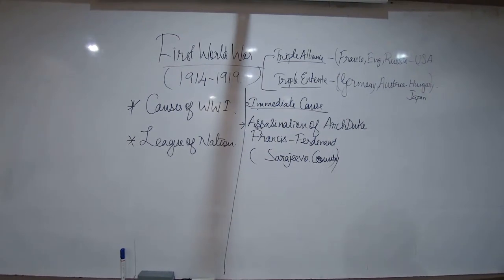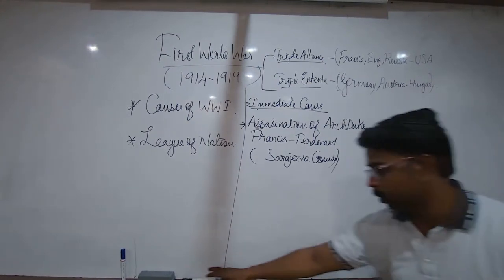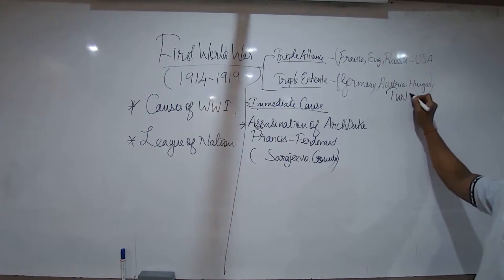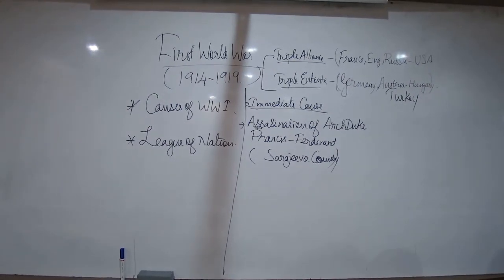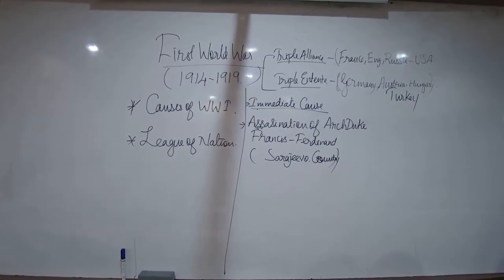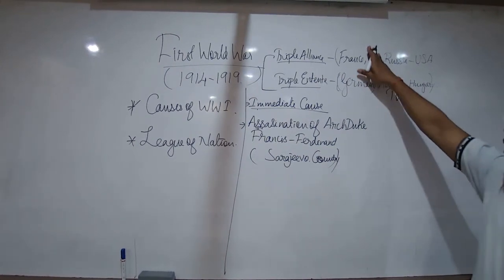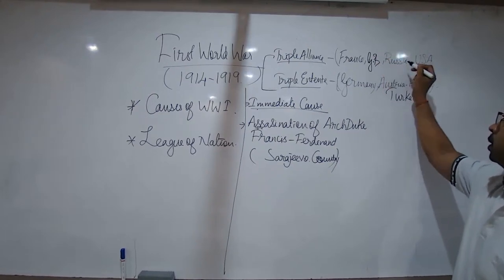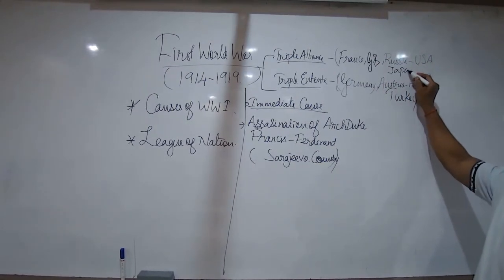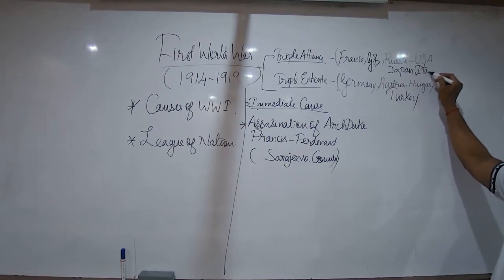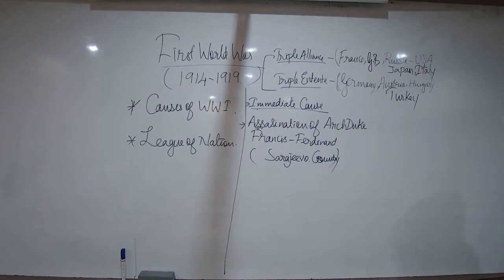Germany, Austria, Hungary and Turkey. Japan is on the other side, it is Great Britain, Russia, Italy, Japan on the other group. France, England, Great Britain, Russia, Japan, and Italy. Italy is on this side in the First World War. In the Second World War, it comes with Germany. Write the date also: 1914 to 1919. I'll show you two good videos.